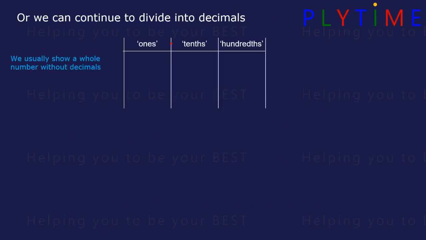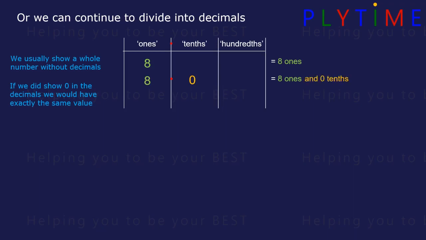We usually show a whole number without its decimals, so the number 8 is 8 ones. If we did show a 0 in the decimals, we'd have exactly the same value. So 8.0 is 8 ones and 0 tenths. Or 8.00 is 8 ones, 0 tenths and 0 hundredths. They all equal the same, 8.